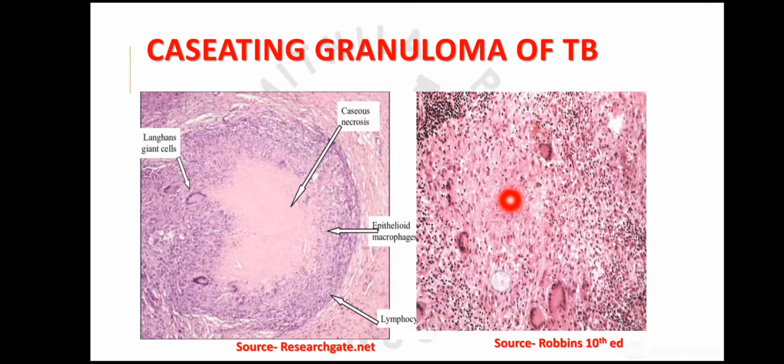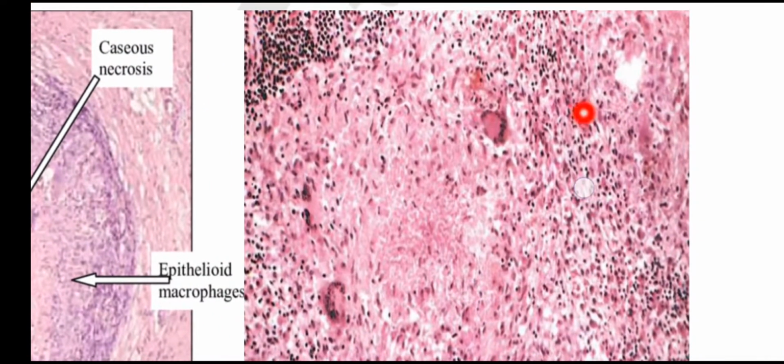Again, this is a granuloma with caseation, this pink granular amorphous caseation in the center. These are the giant cells, and then the darkly stained round structures are the lymphocytes, while the lightly stained structures which are slipper or spindle shaped, these are epithelioid cells like this.